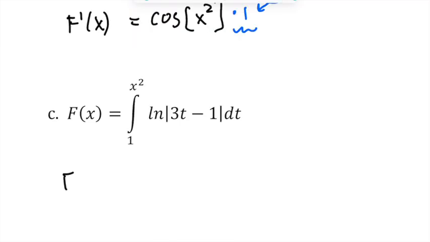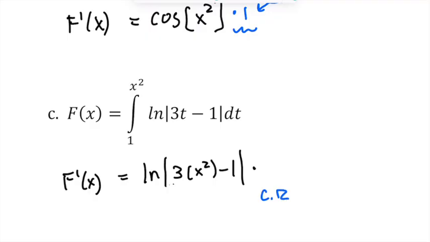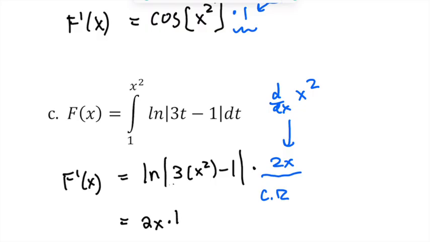Example C, so I'm going to take the derivative of the integral. By doing so, I'm going to plug in x squared into here. And by the chain rule, I'm going to take the derivative of x squared, which is 2x. So this is going to leave me, after I simplify, with 2x times the log of 3x squared minus 1.